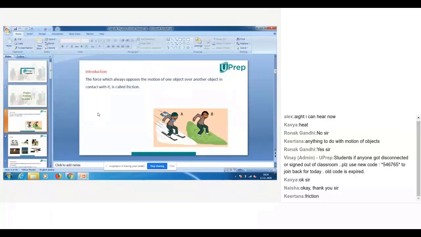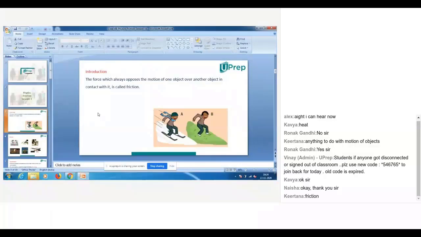Who is speaking? Kavya. Yes, tell me, Nana. What do you mean by contact force? It's when two objects meet and a force is used there. Ronak, tell me, Nana. Any force that needs contact. Right. Contact means touching or without touching? With touching.